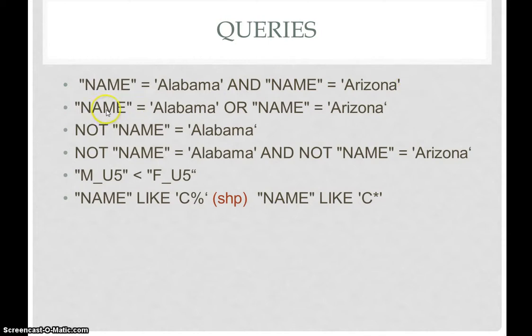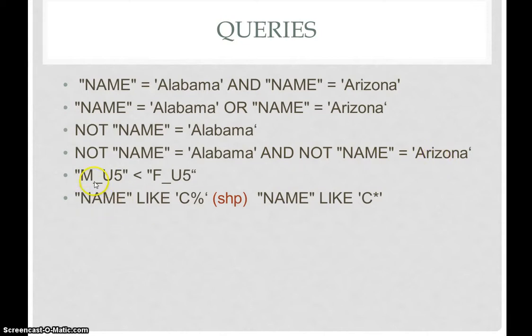What I really wanted to do was find a state that had the name Alabama or the name Arizona. That way I can take the two states, Alabama and Arizona, those are selected, and I can do something with that. If I wanted to exclude Alabama, I would write not name equals Alabama. Or if I wanted to exclude both Alabama and Arizona, I would say not and then choose the field name equals Alabama and not name equals Arizona.